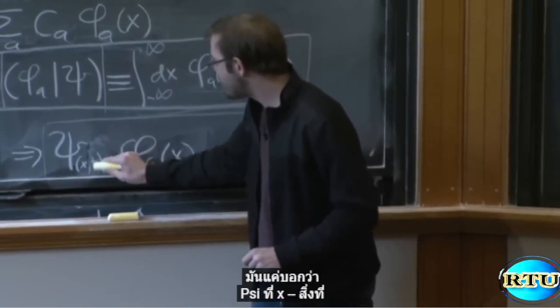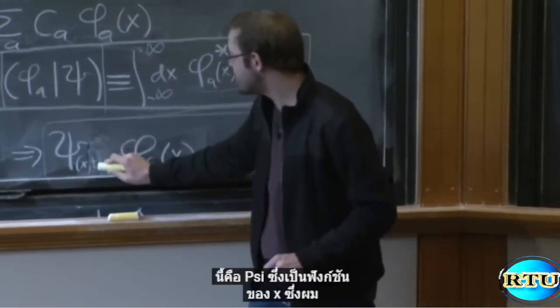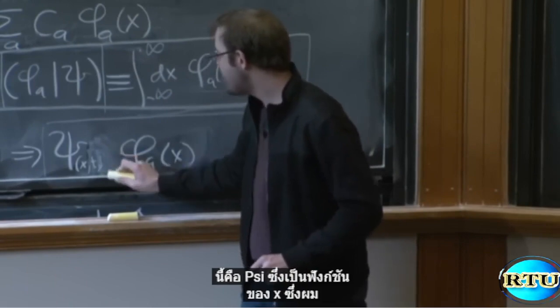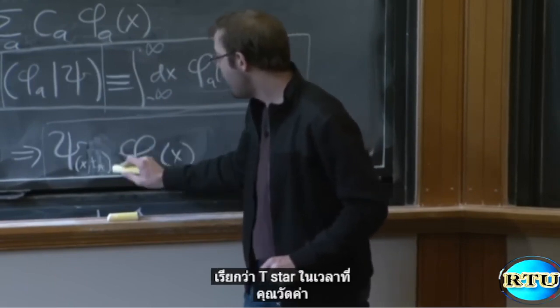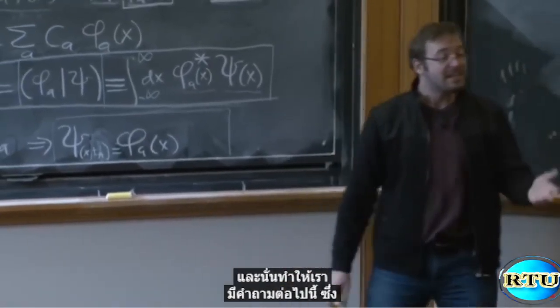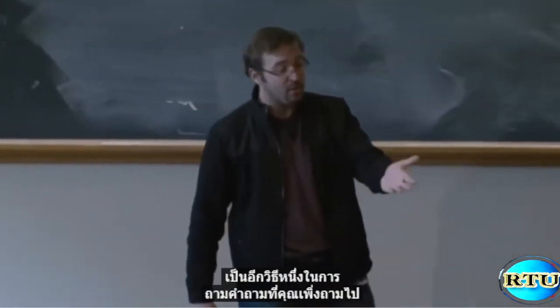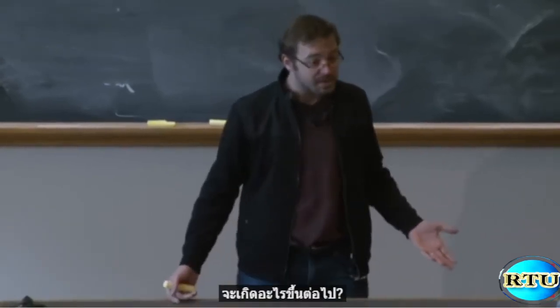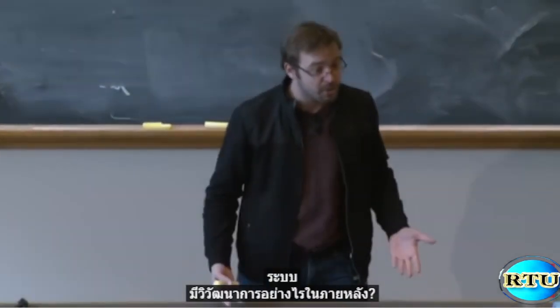It just says that psi at x, what you know upon doing this measurement is that psi as a function of x at the time, which I'll call t star, at which you've done the measurement, is equal to this wave function. And so that leaves us with the following question, which is another way of asking the question you just asked. What happens next? How does the system evolve subsequently?